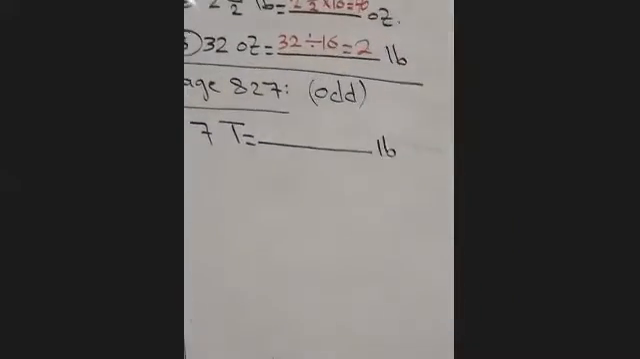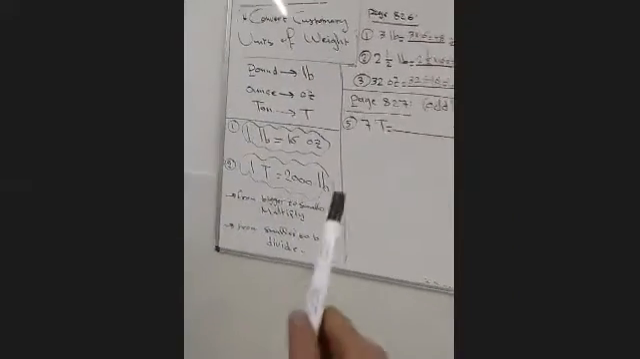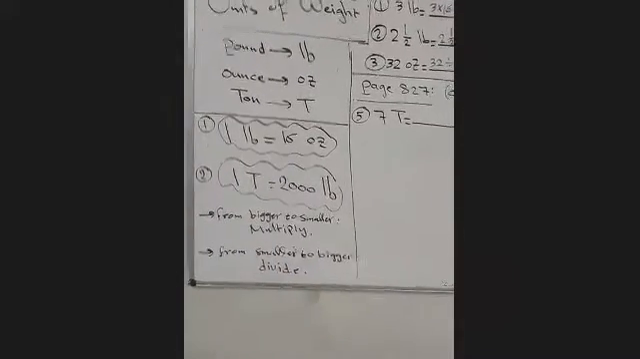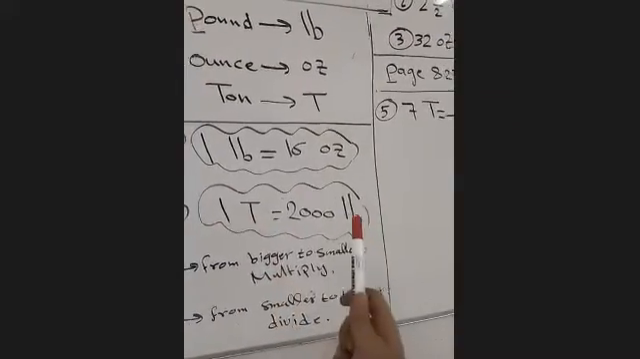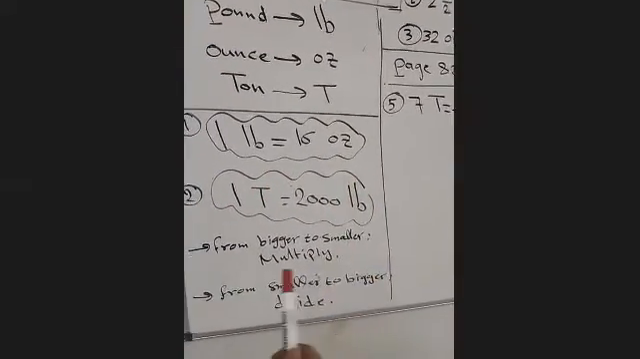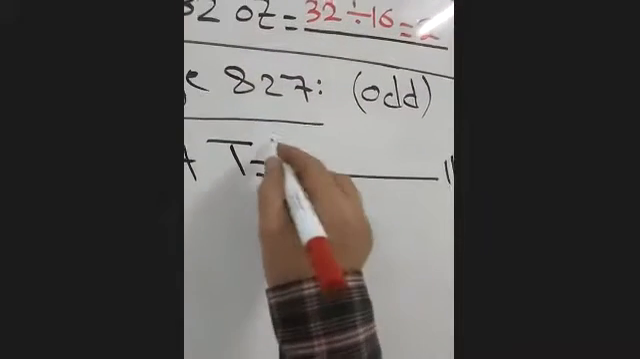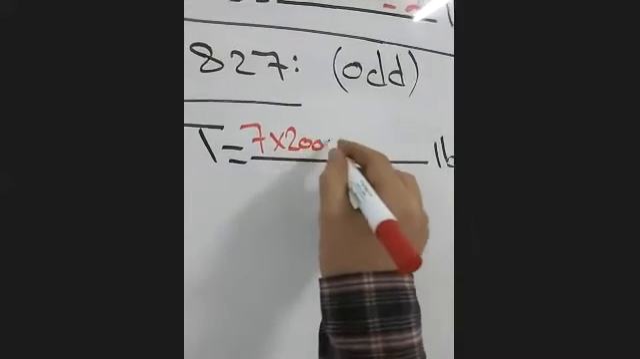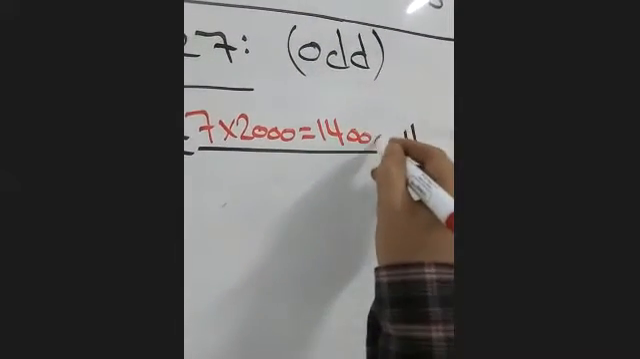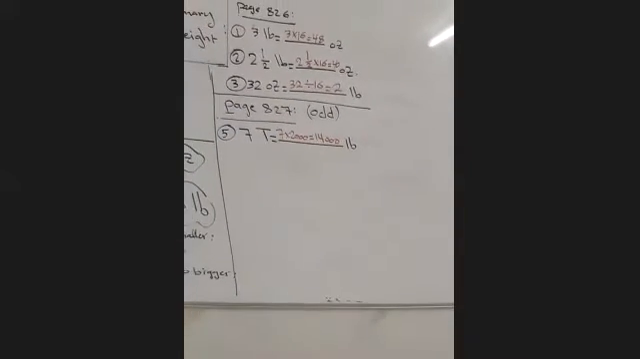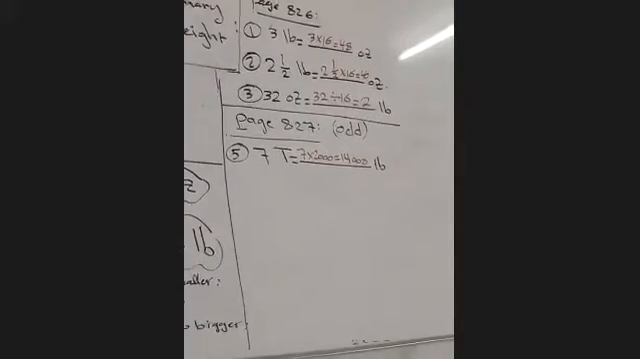We want to turn it from tons to pounds. Which relation will we use? 1 or 2? 2. 7 multiply 2000. Exactly. We are turning it from ton to pound. From bigger to smaller, what do we do? Multiply. 7 multiplied by 2000 equals 14,000 pounds. Then think about the other two questions. If you don't understand, ask me in the next class, okay?